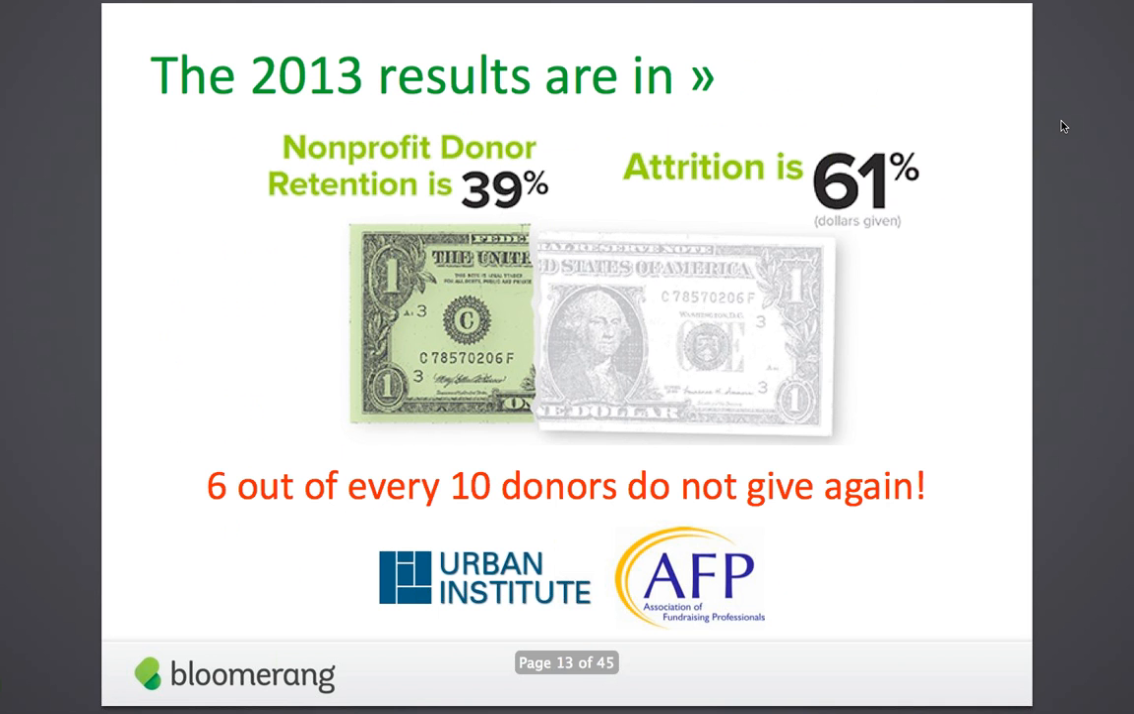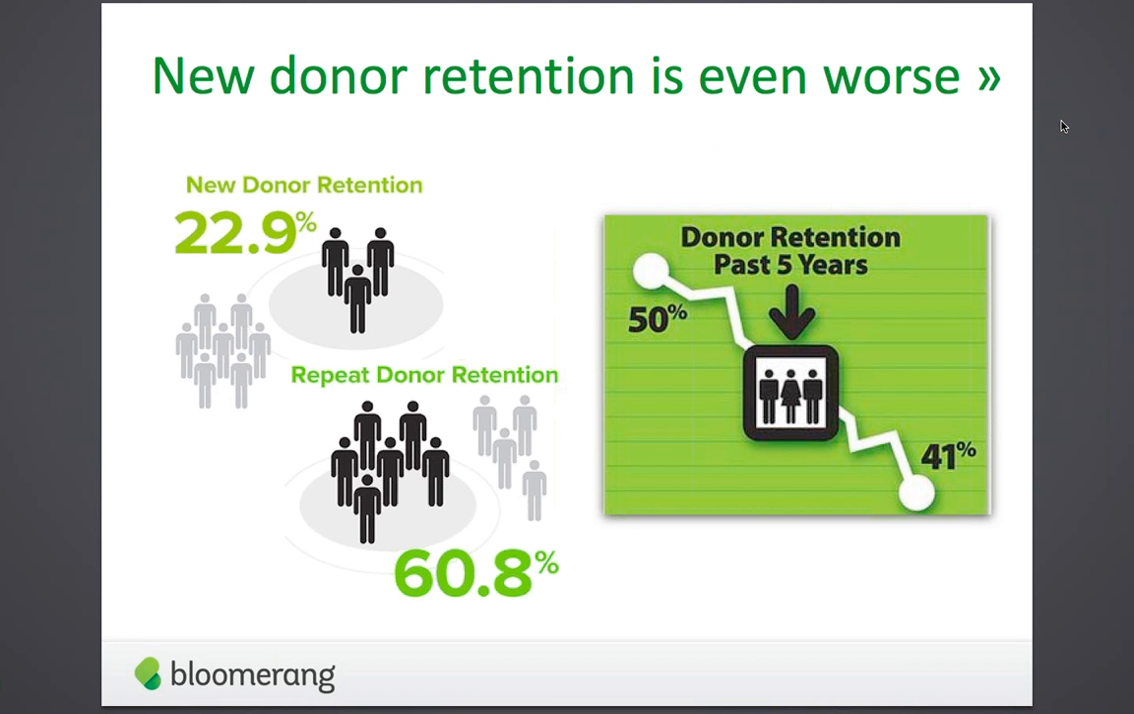So the results from that data show that in the most recent year, 2013, the retention rate was 39% versus an attrition rate of 61%. The hard part to believe about this is that it really means that 6 out of every 10 donors do not give again the next year. And that's what we're going to be focusing on: some ways that we can help with that, with technology and with social media, to make that change.